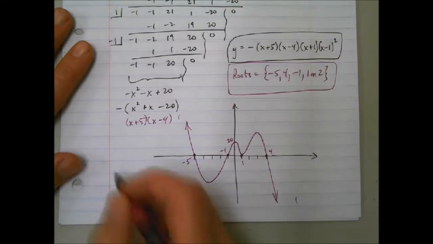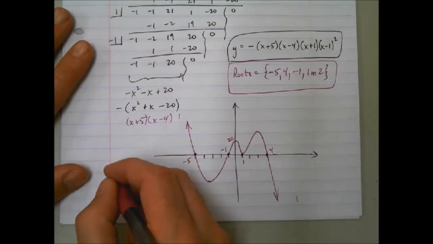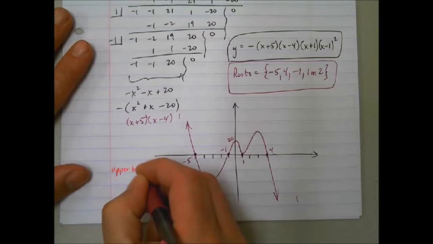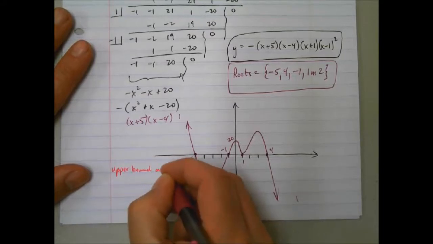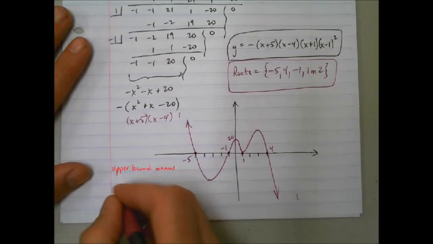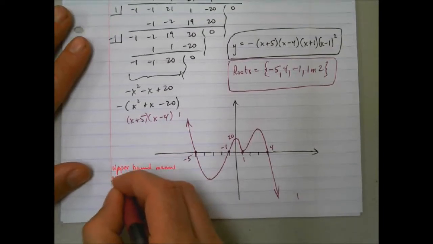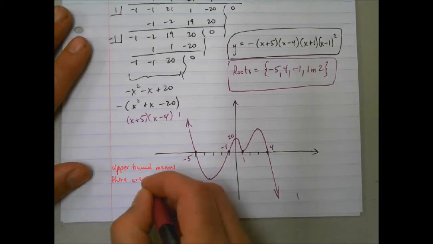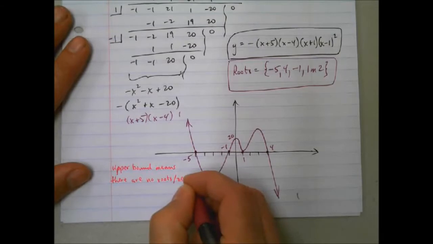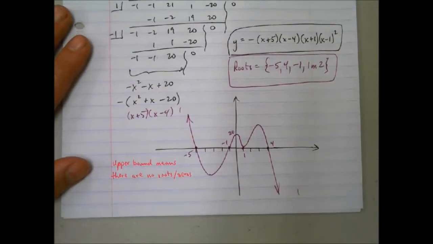Okay, so if something is an upper bound, it means there are no roots, no zeros to the right of the upper bound.